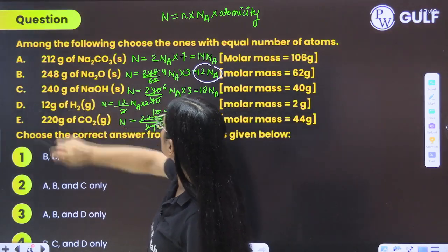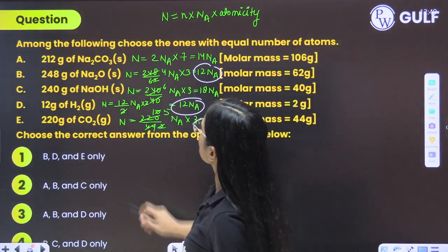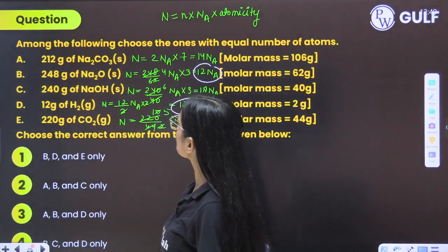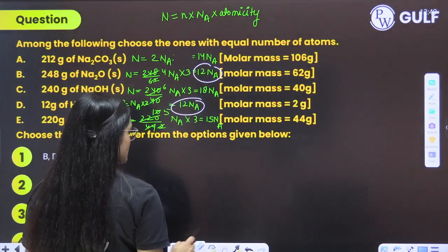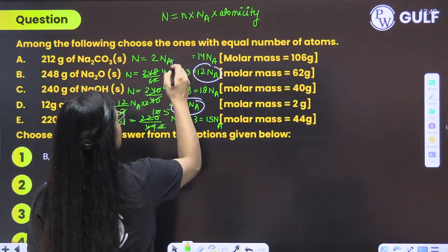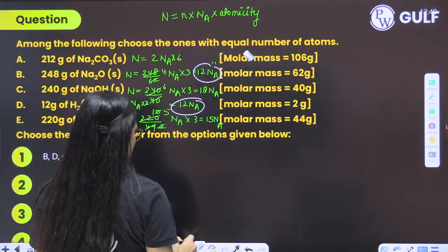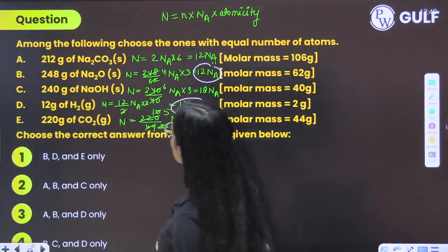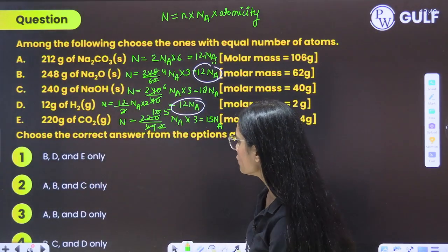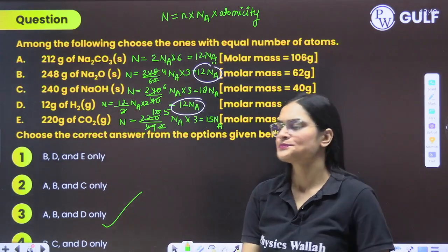If I talk about 212 divided by 106, it is going 2 times, 2 Na into 2, 3, 4, 5, 6. Acha, this is 6, guys. This is 6, not 7. Here it is 6, and 6 to 12. That is why here it is 12 Na. So here we have A, B and D. That means option third here is the right answer. Okay. Next one, guys.